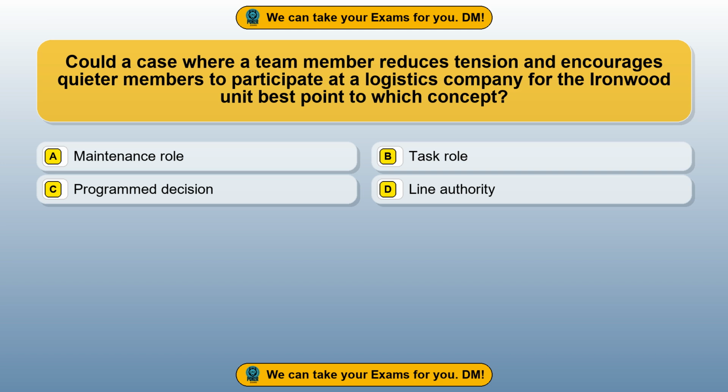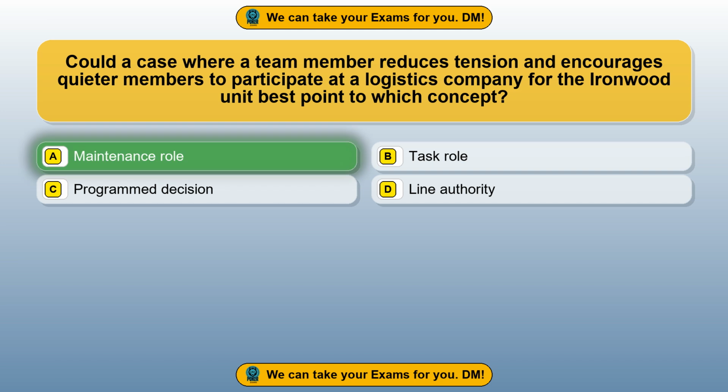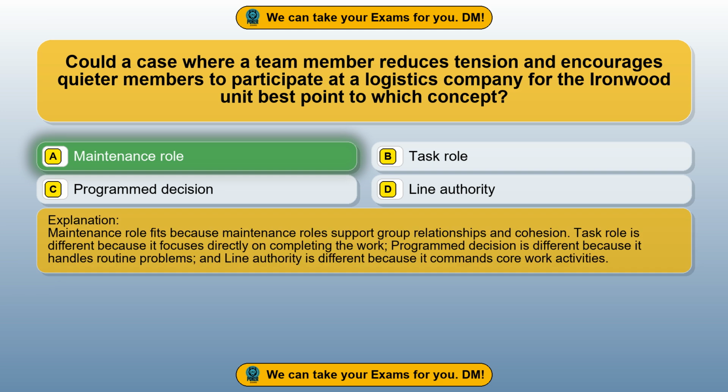Option A, maintenance role. Option B, task role. Option C, program decision. Option D, line authority. The correct answer is option A, maintenance role. Maintenance role fits because maintenance roles support group relationships and cohesion.